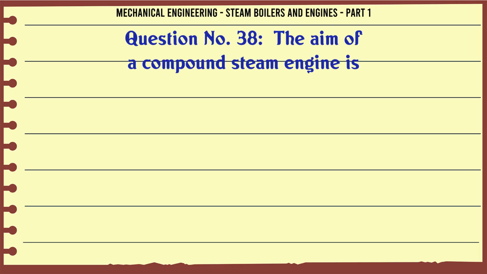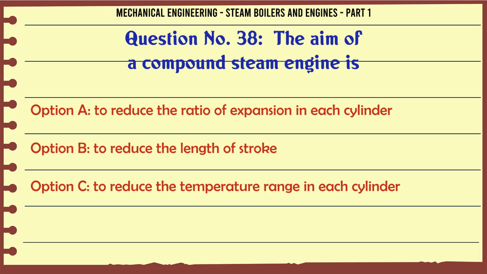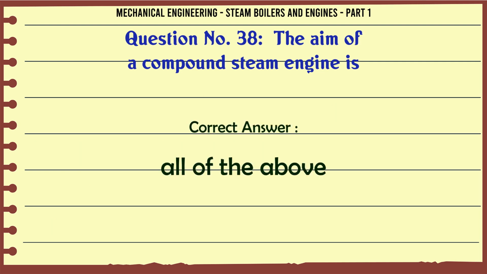The aim of a compound steam engine is: A. To reduce the ratio of expansion in each cylinder, B. To reduce the length of stroke, C. To reduce the temperature range in each cylinder, D. All of the above. The correct answer is all of the above.